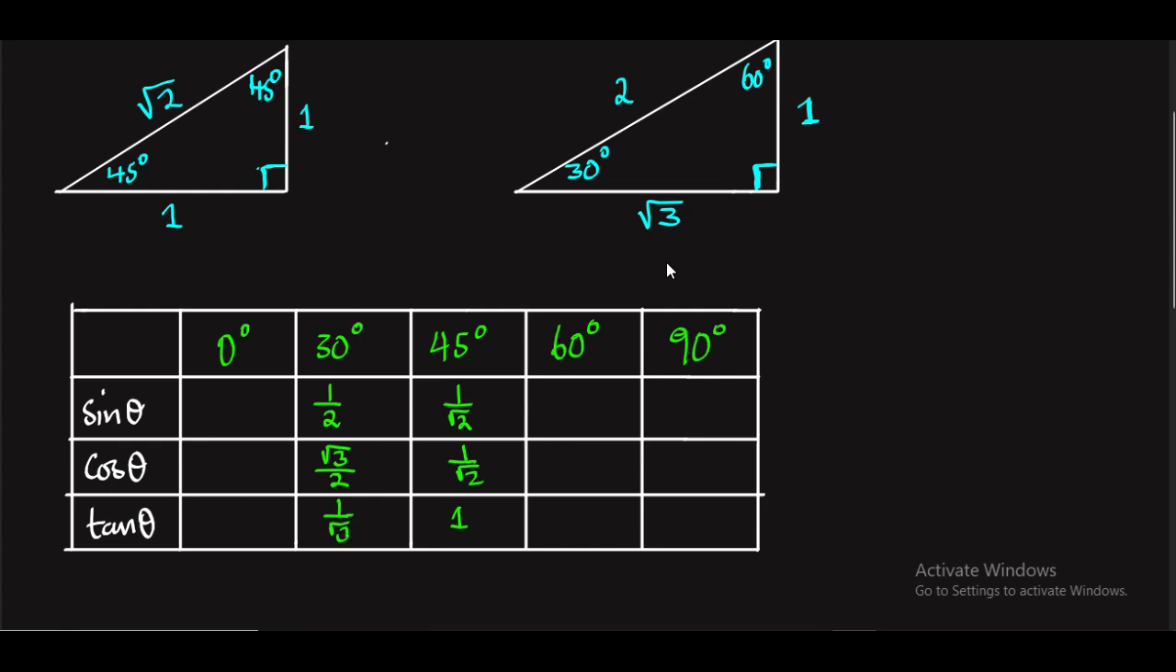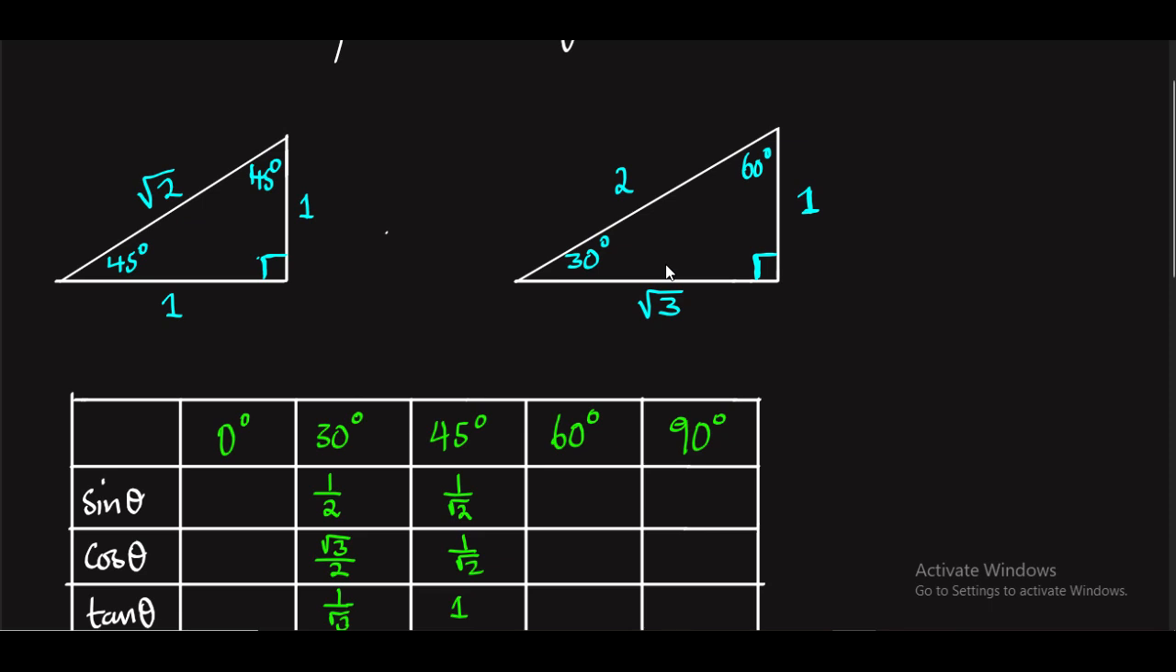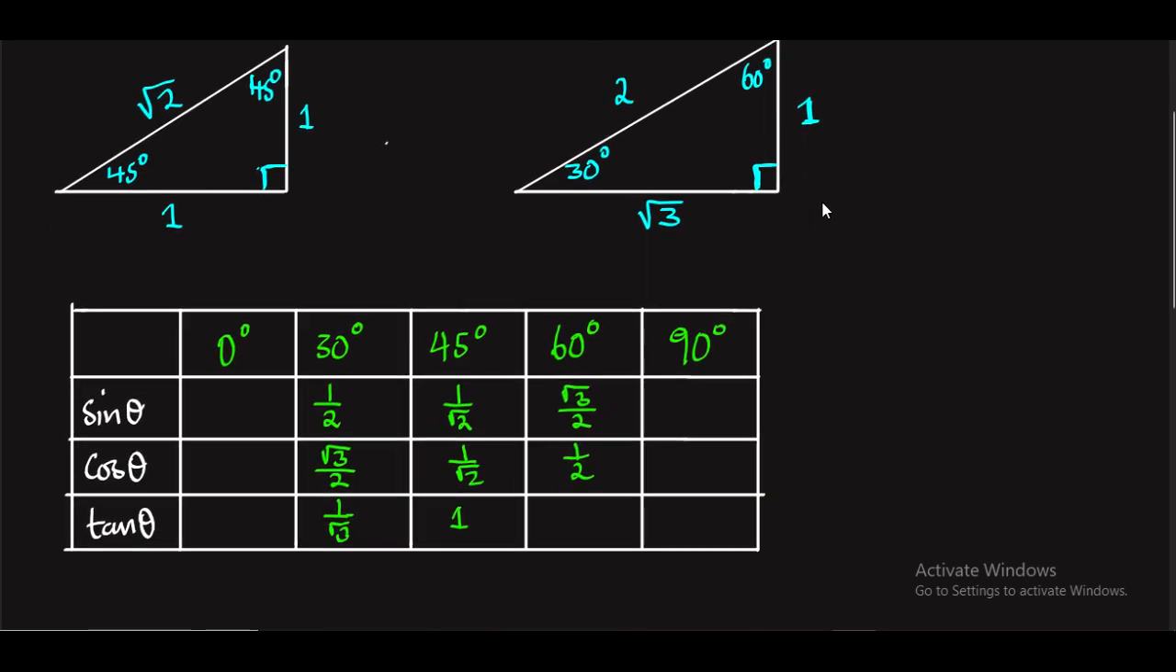So now let's go to 60 degrees. If we say the sine of 60 degrees, we're going to have opposite over hypotenuse, so we will get root 3 over 2. Then what about cos? Cos will be adjacent over hypotenuse, so we'll have 1 over 2. And then tan of 60 degrees would be root 3 divided by 1, which is root 3.